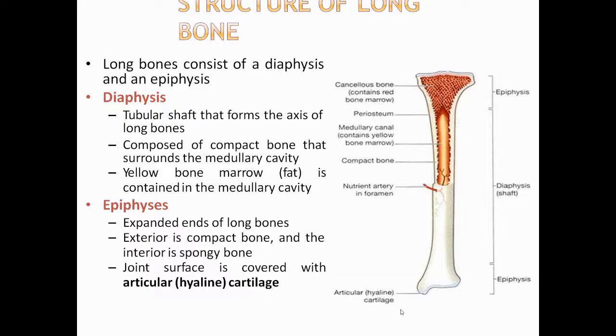Structure of the long bone. A long bone consists of a diaphysis and epiphysis. Diaphysis means a tubular shaft that forms the axis of the long bone, and it is composed of compact bone that surrounds the medullary cavity, and yellow bone marrow is contained in the medullary cavity. Epiphysis is the expanded end of the long bone; the exterior is compact bone and the interior is spongy bone, and the joint surface is covered with articular cartilage.